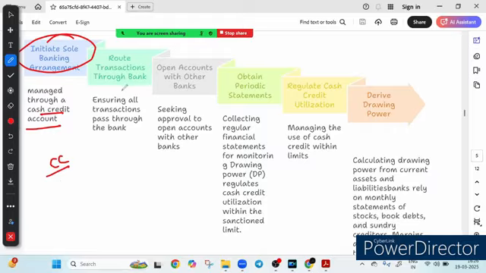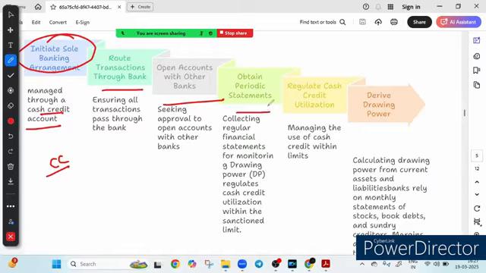Then route transactions through the bank. The next point is that all your business transactions, whether inflow or outflow, are routed exclusively through this bank. This gives the bank full visibility of your cash flow. Then open accounts with other banks. But wait, what if you need another account? You will need formal approval from your sole banker before opening an account elsewhere. It keeps the bank in the loop. And then you have to obtain periodic statements.